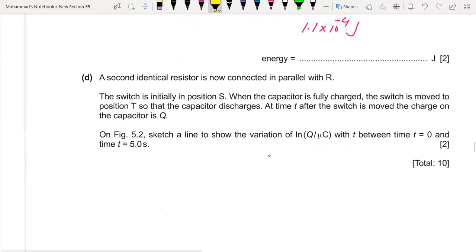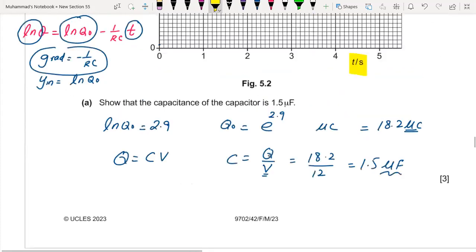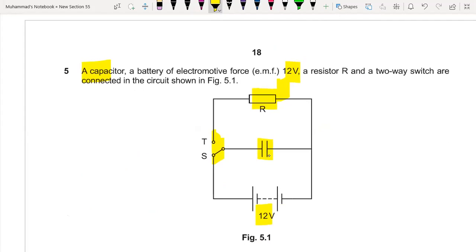A second identical resistor is now connected in parallel with R. The switch is initially at point S, the capacitor is fully charged, and then it is moved towards T so that the capacitor discharges. On the figure, sketch to show the variation of I and Q versus t. So what would happen if you connect a second resistor with R in parallel? Would the total resistance increase or decrease? So the answer is the total resistance will decrease.